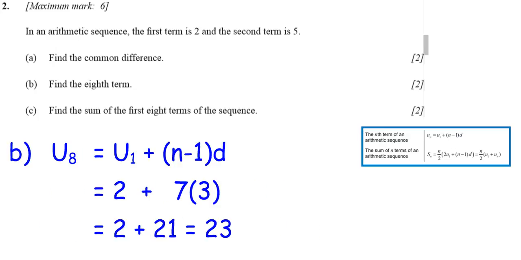Next, let's find the 8th term. So we're going to use the same formula. Un equals U1 plus (n minus 1)d. So we're trying to find U8. We know that U1 is 2 from the question, n minus 1 is 7, and we know that d equals 3. So 2 plus 7 times 3 is 2 plus 21, which is 23.